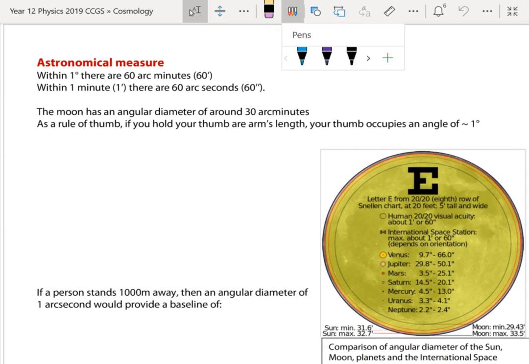So we're going to start with some astronomical measurements, okay? Now, as Michael from Vsauce said, a rule of thumb is that if you hold your thumb out at arm's length, your thumb occupies 1 degree of angular size, okay? So basically that means you could stack 90 of your thumbs from the horizon to straight vertical. You could stack 180 of your thumbs on top of each other from the east horizon to the west horizon, okay?